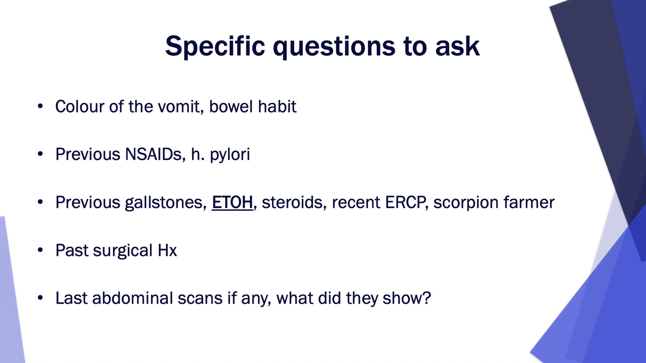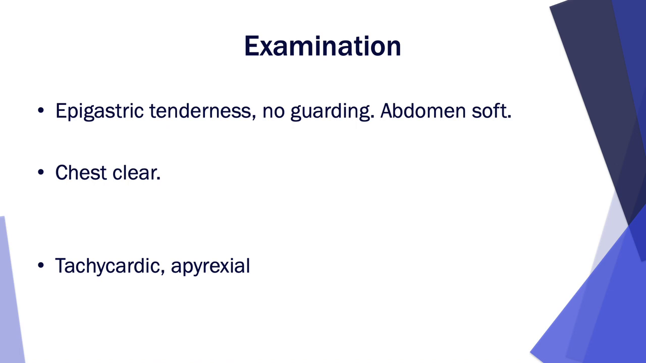So when we ask our gentleman these questions, he drops in that he does drink quite a lot of alcohol, about 30 to 40 units a day. Then we move on to our examination of our patient. So he's got a tender abdomen in the epigastric region, but he's not guarding and his tummy is actually quite soft. His chest is clear and he's tachycardic, but he's not got a fever.